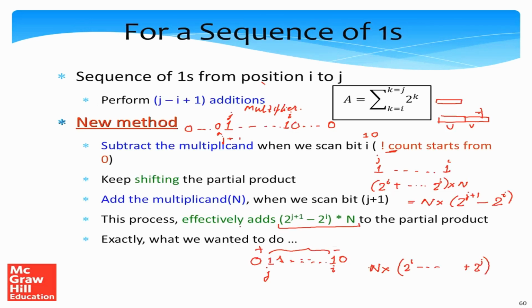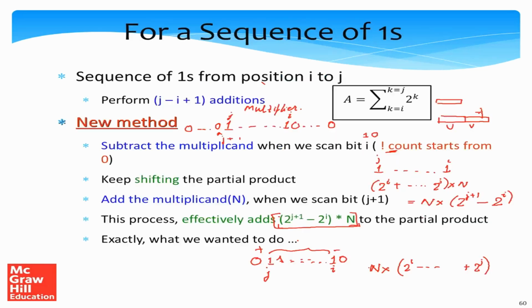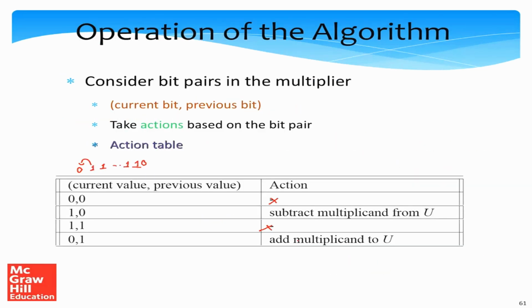So in effect, what we are adding to u would have been the same as j minus i plus 1 repeated additions. Instead of doing this, we are essentially using this identity, which says that instead of doing repeated additions, you can subtract once and add once. As simple as that. So that will save us some work. Asymptotically, no, because in the worst case, you can always have a multiplier of the form 0, 1, 0, 1, 0, 1, 0, 1. But in most cases, if there is a continuous run of zeros or a continuous run of ones, we can really save a lot of effort.